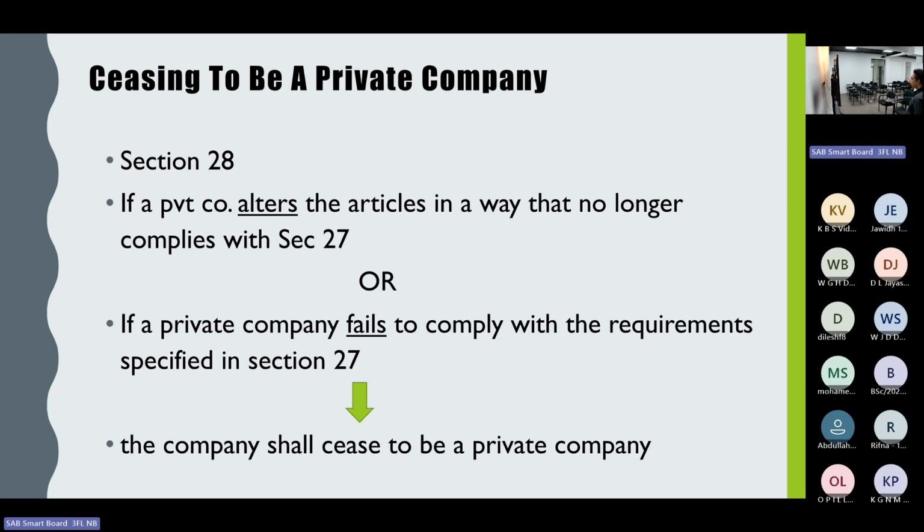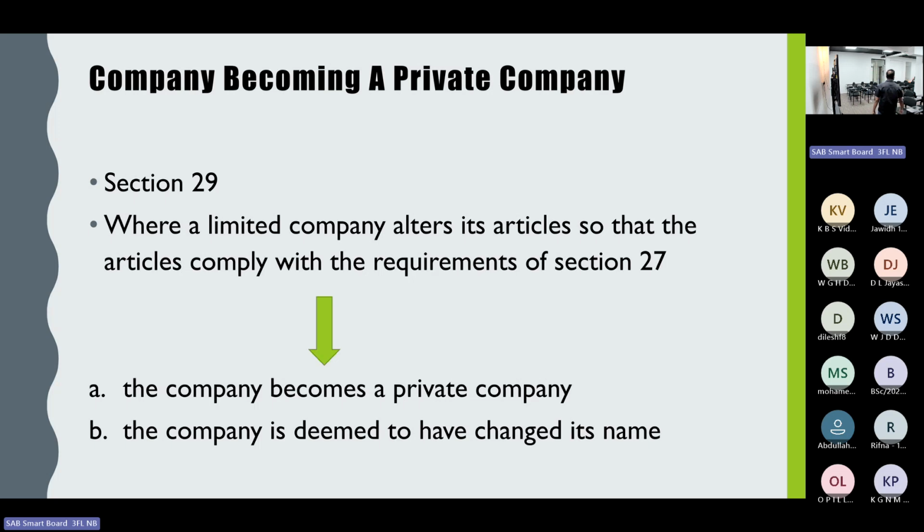According to Section 28, a company ceases to be a private company if it changes its articles in a way that the company does not comply with Section 27. As an example, if a company issues a prospectus, then they have to change the name from private to public. If there are more than 50 members, then they have to change the name from private to public. In the same manner, if a company continues without issuing a prospectus for less than 50 members, then that company can also change its name from public to private.